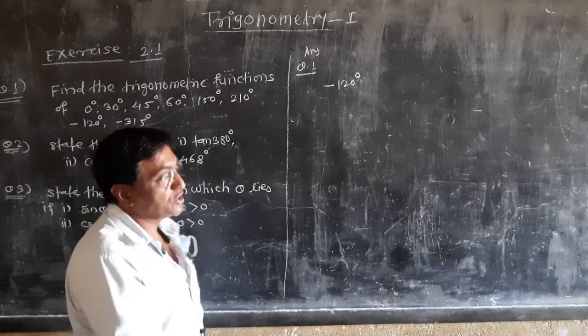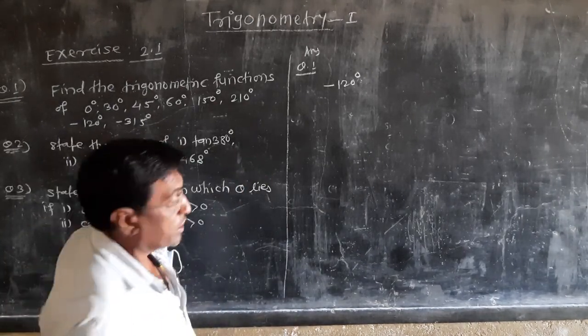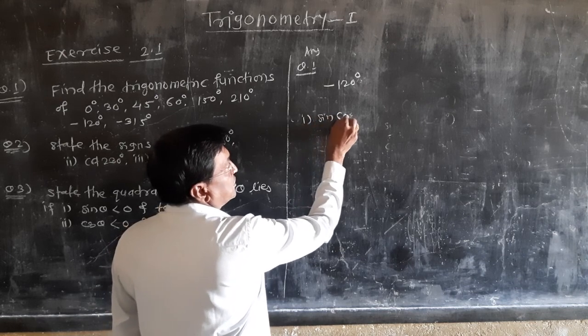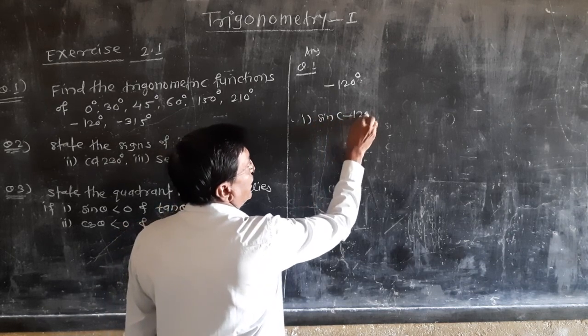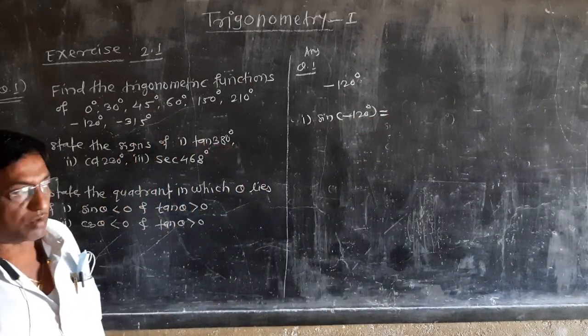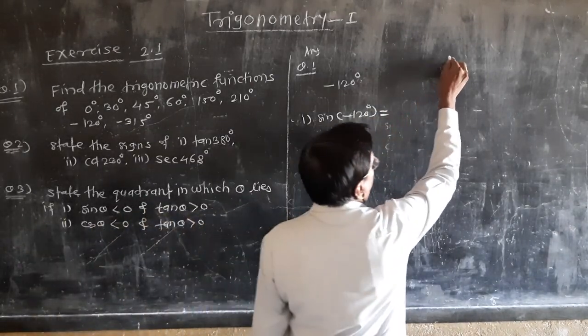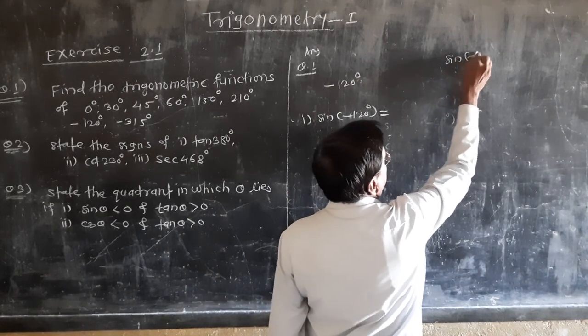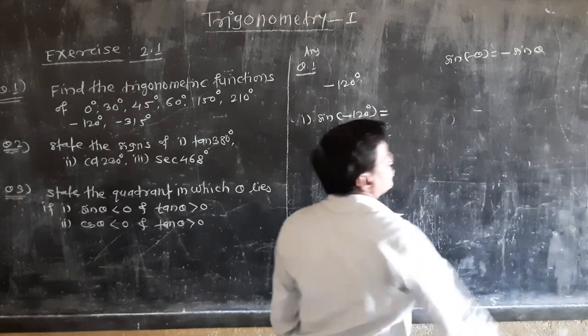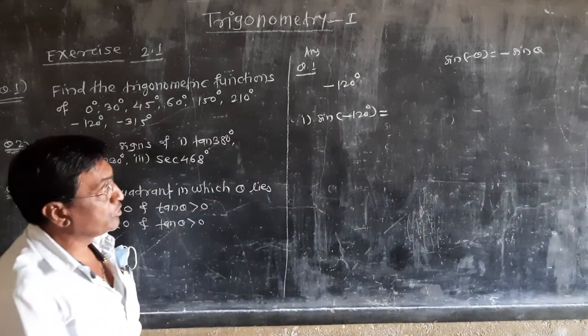And so this negative measure will not be standard and it is not quadrantal. So first of all, I will express here sine of minus 120 degree. You know the negative angle formula: sine of minus theta is equal to minus sine theta. This is the negative angle formula, and so I will use this formula.